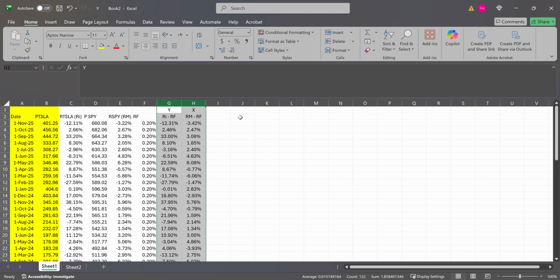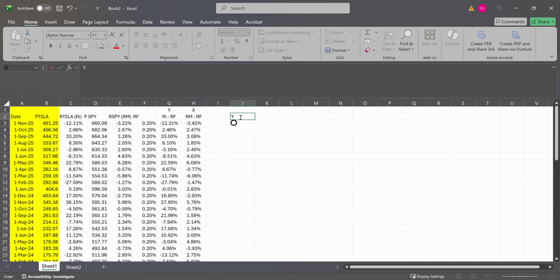I'm going to see how the stock return moves with the market return. So in this case, I'm going to have the equation of the line: Y equals A plus BX. This is the form of a straight line. Y is a function of X, A is the intercept, B is the slope of the line.